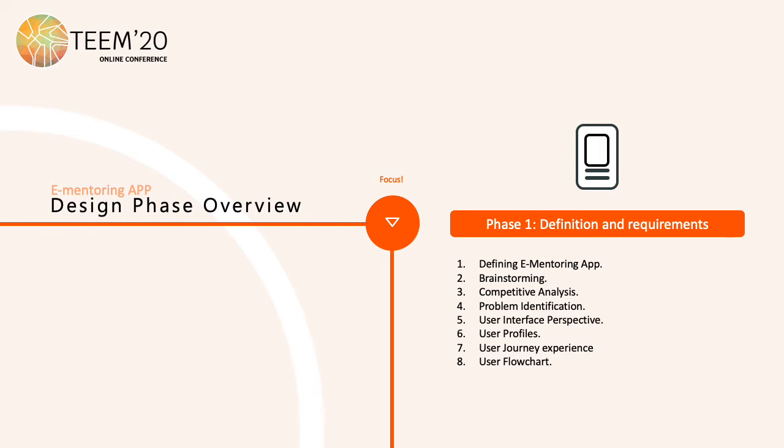User profiles. 2 persona profiles were created. They are fictional characters that represent real participants' needs, feelings, and common behavior patterns. User journey experience. We create an intense emotional experience searching for a mentor using an app. User flow chart. With the necessary steps to search mentor information, matching process with the mentors, user experience, and user profile creation, among others.